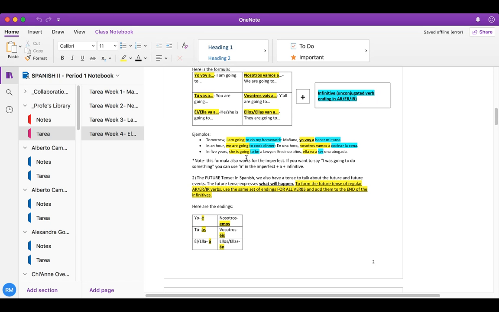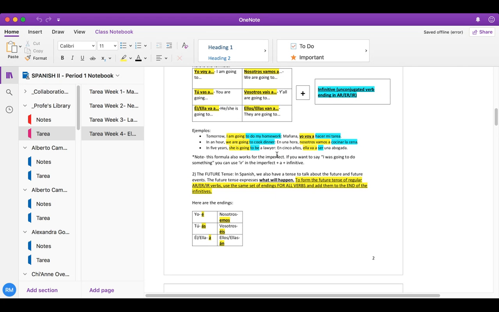Okay, and last one here. In 5 years, she is going to be a lawyer. En 5 años, ella va a ser una abogada. All right, we have ella va a, she is going to. That comes from right up here in the ir part of the ir plus a plus infinitive formula. And then ser, meaning to be, is our infinitive. It's an unconjugated verb. It ends with er. It fits the formula perfectly.